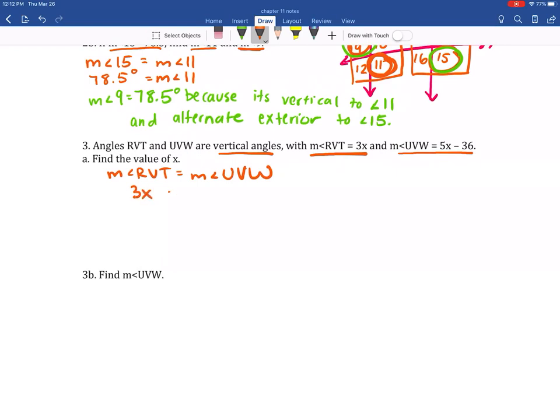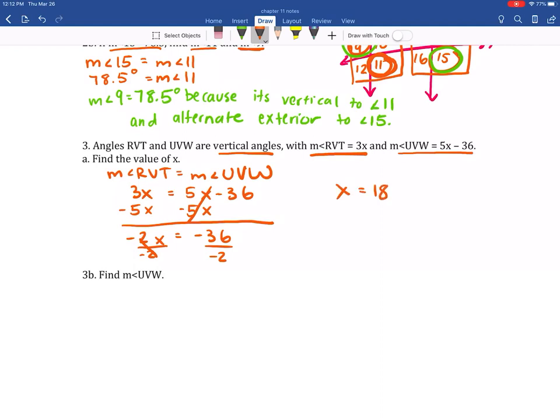RVT was 3x. UVW was 5x minus 36. So let's get our variables to one side, numbers to the other, and we can solve for x. 3x minus 5x gives me negative 2x. Divide both sides by negative 2 to find that x equals 18.